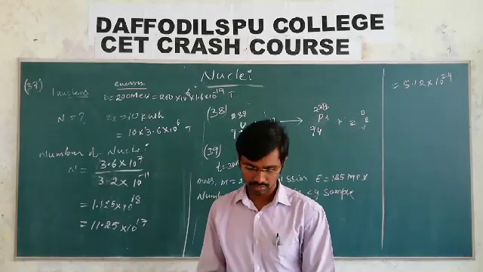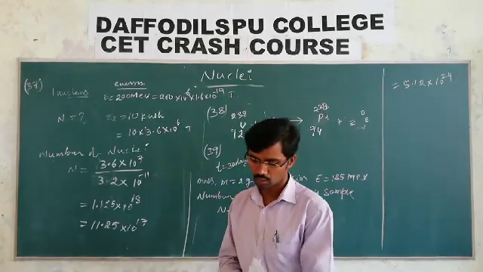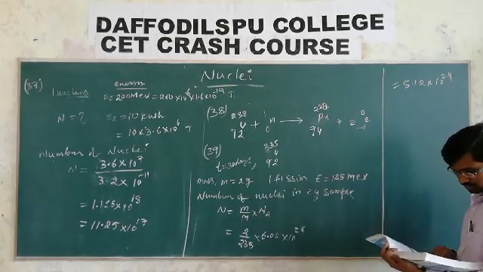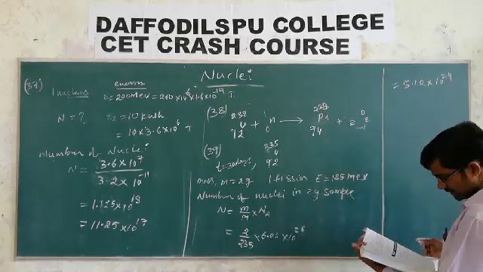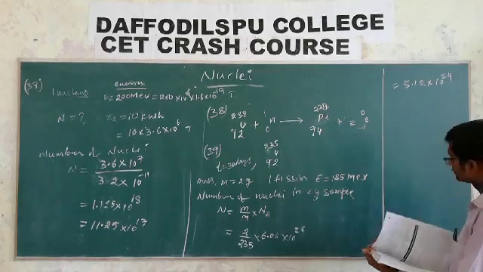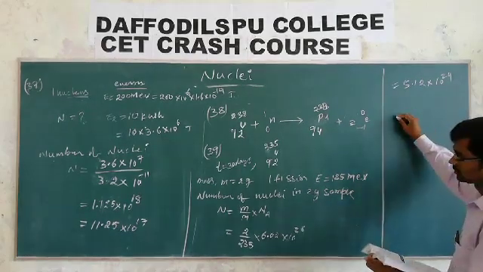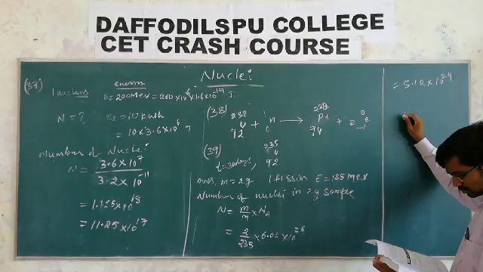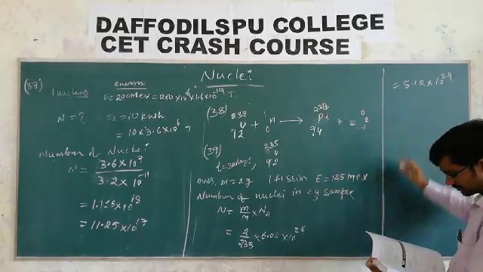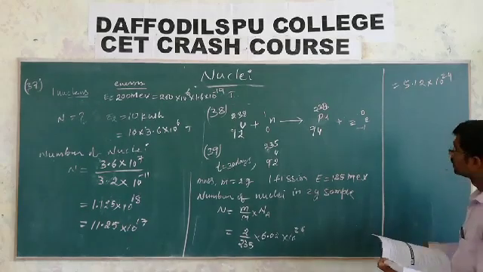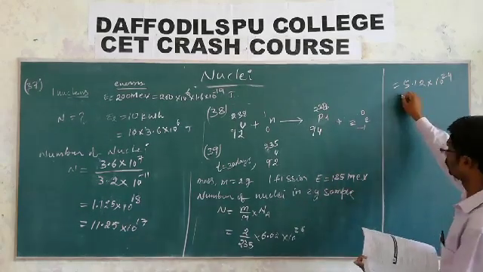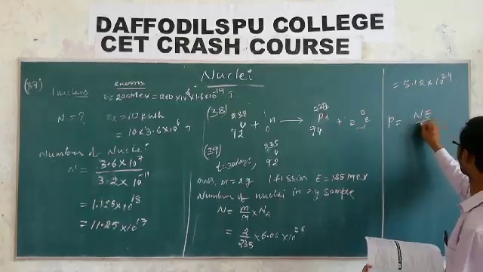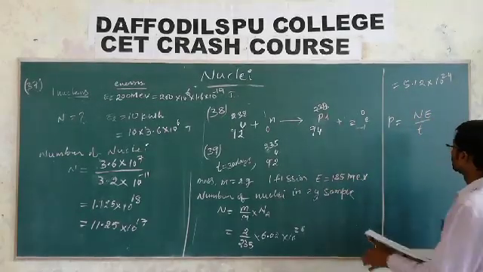But remember, for one fission, the energy produced is what? 185 MeV. Now, the number of atoms present in 1 second, what do we have? This is the N value. You need to find the power. Power is equal to NE by T.